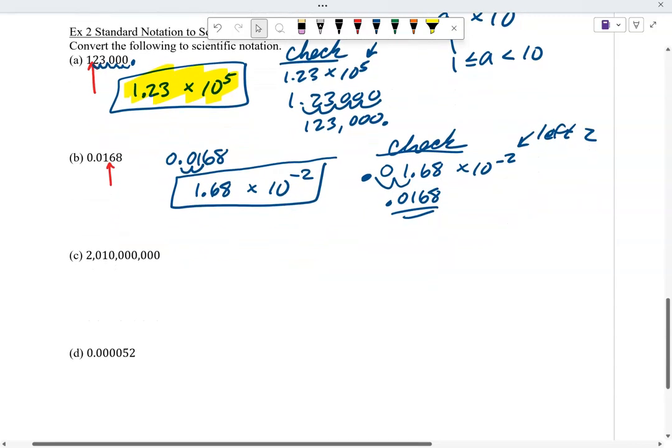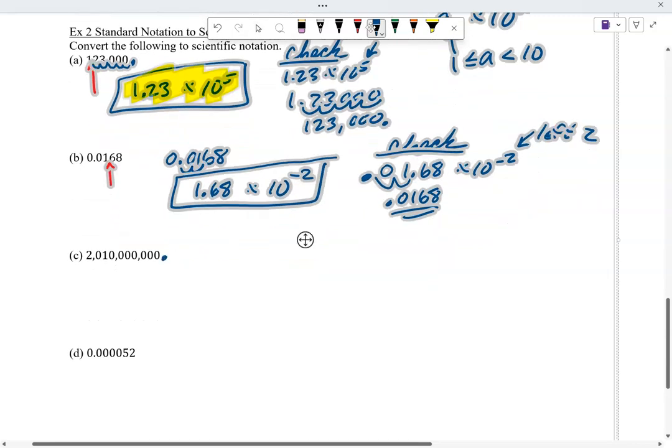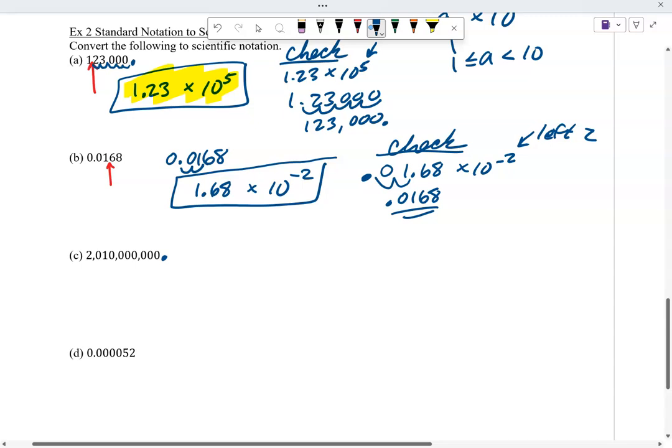Let's do this next one. Where am I going to move it? Right now the decimal's right here on the end. And I'm going to move it between the 2 and the 0 right there, 2.01. So how many positions do I have to move that? 1, 2, 3, 4, 5, 6, 7, 8, 9. 2.01 times 10 to the 9th.